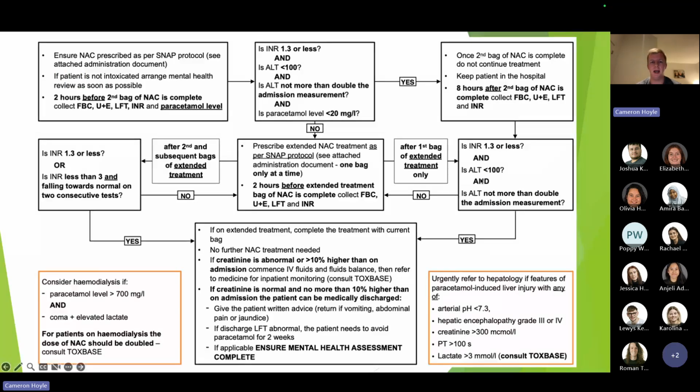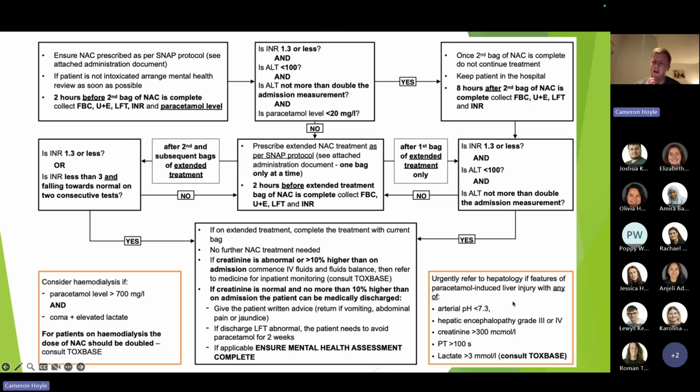This is a little bit of a complicated graph that I've taken from one of the policies, but if you read it, it is quite self-explanatory. It's looking at whether you need to give your extended bag or not. After you've given the second bag, you need to do your LFTs and your coagulation screen. If they are deranged, then you would give the extended treatment, which is another 2 bags. So that's just a summary of what I've just said.